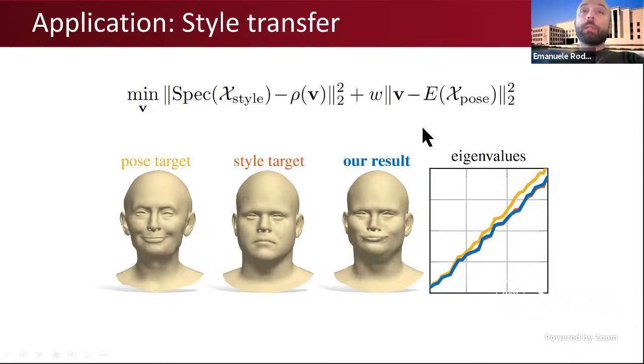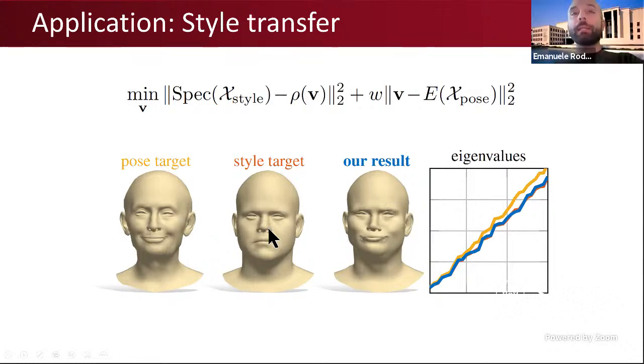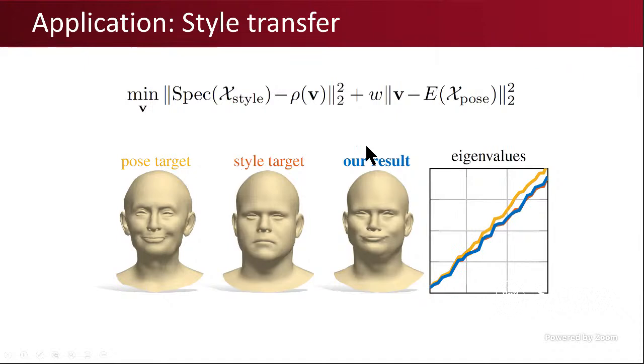So we have one metric that we can use for sure. You can compute the metric distortion between the result and the style target. If the metric distortion is zero, it means that this is isometric to this, which means that this is actually maintaining the style of this shape. But for the facial expression, we don't really know how to measure it. So we kept it qualitative. I understand, thanks.